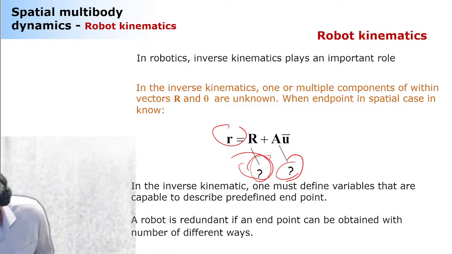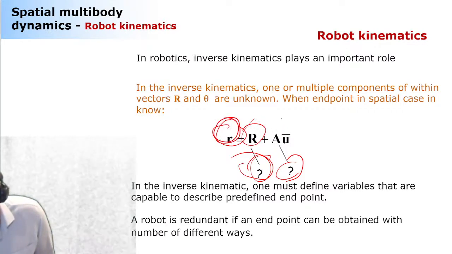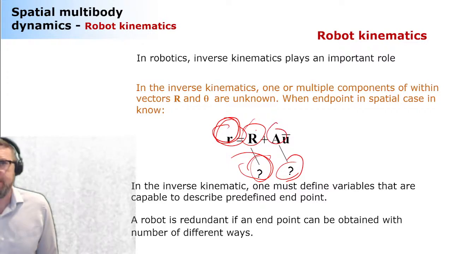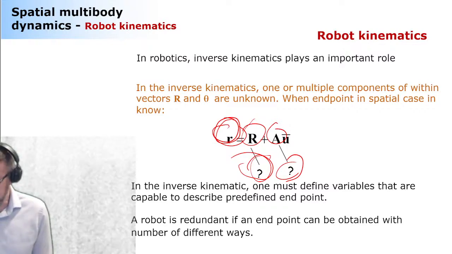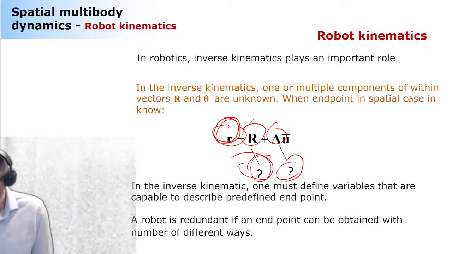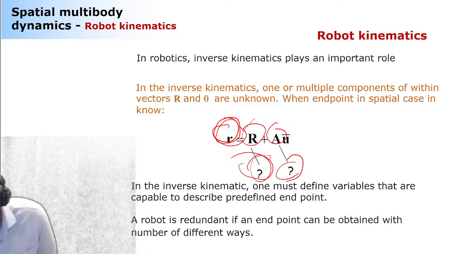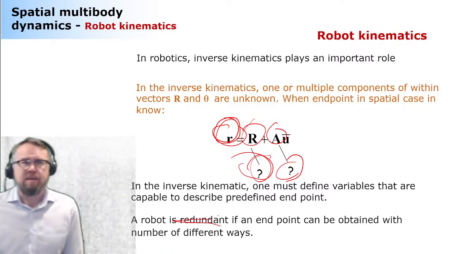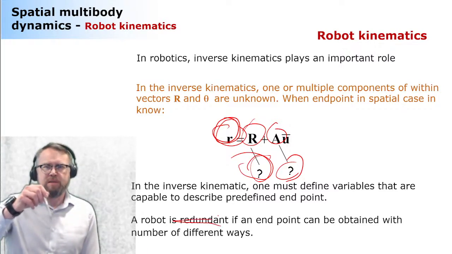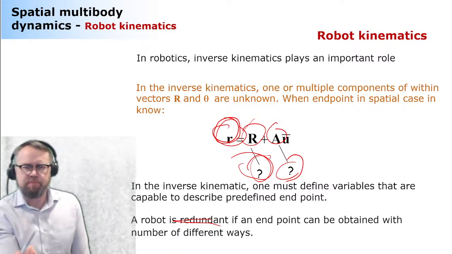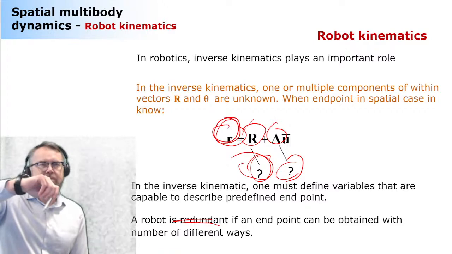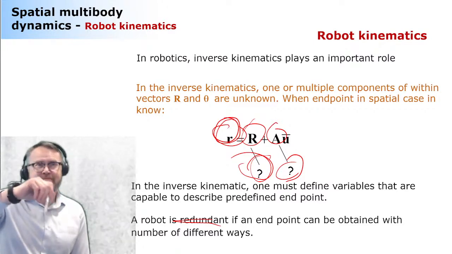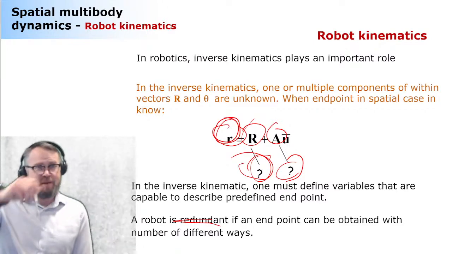So we know this one, but we do not know this one, or this one. That's what we try to figure out: what they are supposed to be. Redundancy is the fact that the point can be reached in many different ways. I can put this pen in the same position in many different ways. I'm redundant. My body is redundant. My hand is redundant.